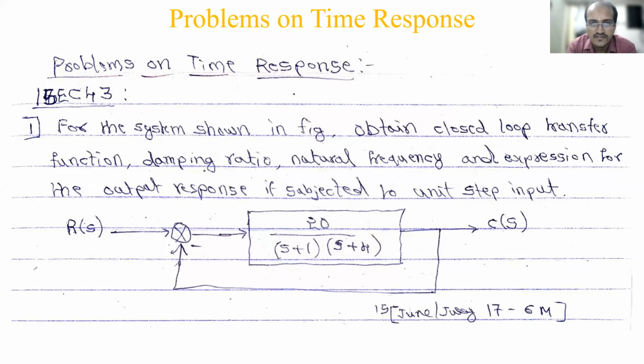So this is the first problem. I will read it out. For the system shown in figure, obtain closed loop transfer function. You know how to find the transfer function, so that you have to do. Then you have to find the damping ratio zeta, then natural frequency omega n, and then the expression for the output response. Output response means c of t, if subjected to unit step input. Nothing else they will ask. Even if they do not say which input, you have to take unit step input only. So this is the question, and this is the system they have given as a block diagram.